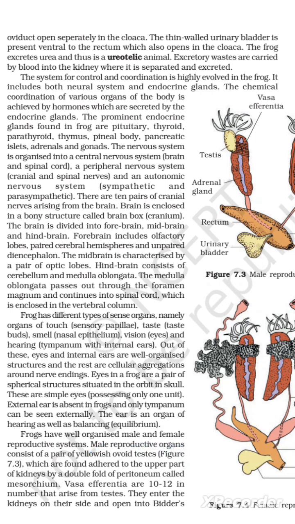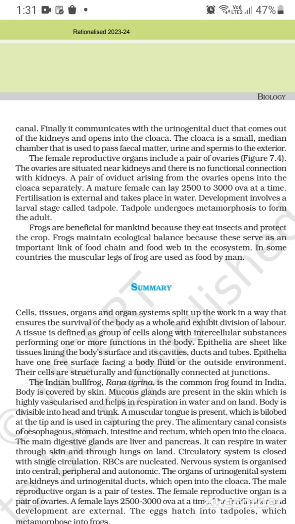The male reproductive system consists of a pair of yellowish ovoid testes, figure 7.3, which are found adhered to the upper part of the kidney by a double fold of the peritoneum called mesorchium. Vasa efferentia are 10 to 12 in number and arise from the testes. They enter the kidney on their side and open into the Bidder's canal. Finally, it communicates with the urogenital duct that comes out of the kidney and opens into the cloaca. The cloaca is a small median chamber that is used to pass fecal matter, urine, and sperm to the exterior.